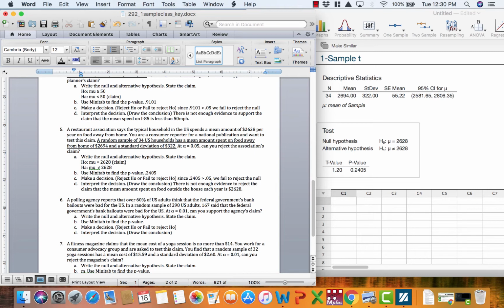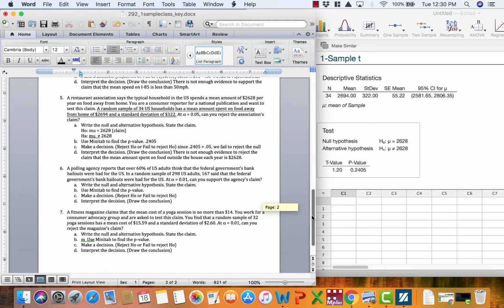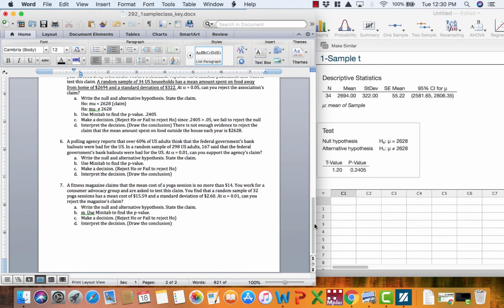All right, number 6. A polling agency reports that over 60% of U.S. adults think that the federal government's bank bailouts were bad for the U.S. In a random sample of 298 U.S. adults, 167 said that the federal government's bank bailouts were bad for the U.S. At alpha equals 1%, can you support the agency's claim?